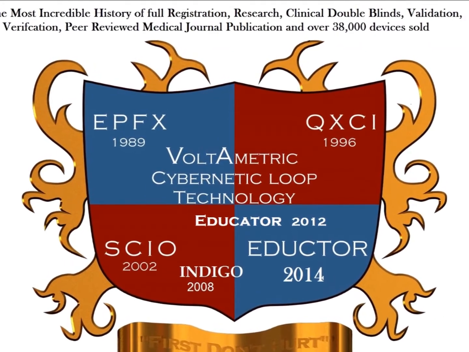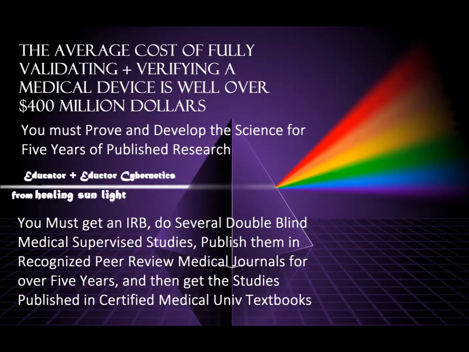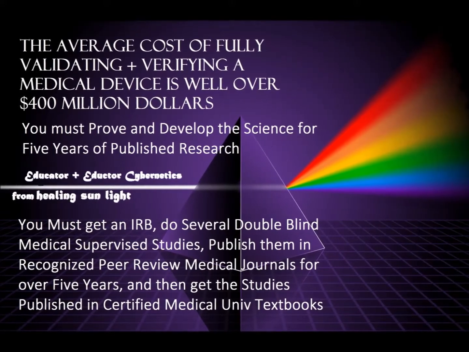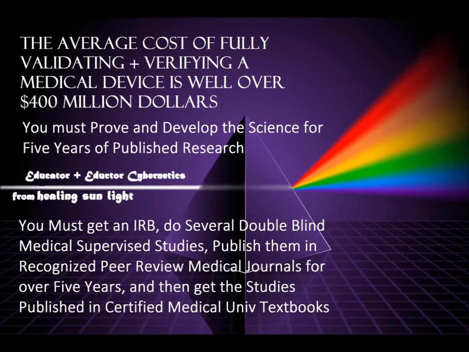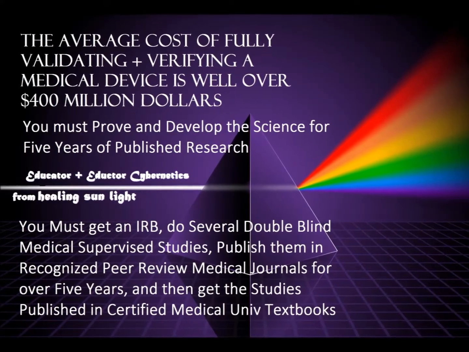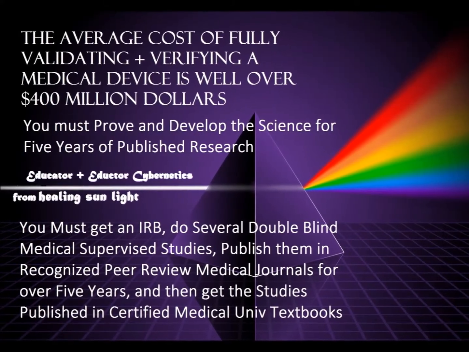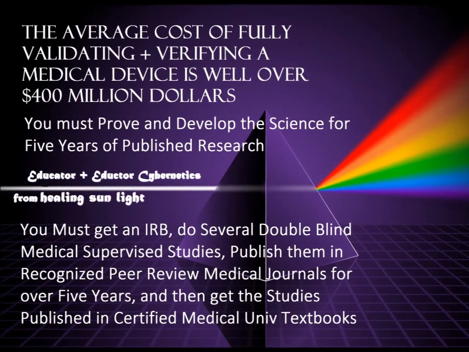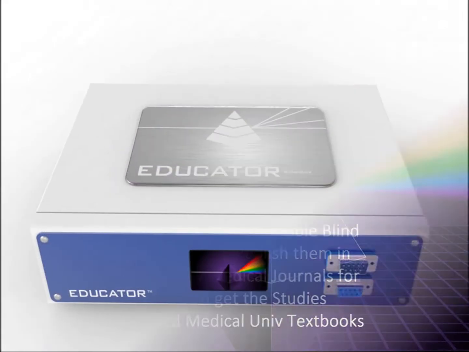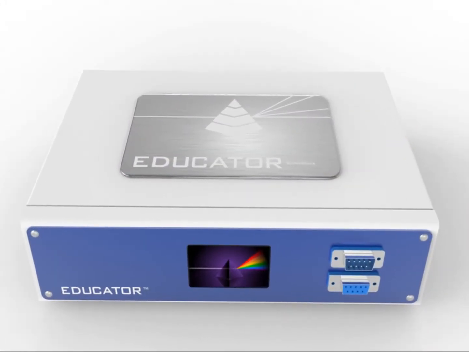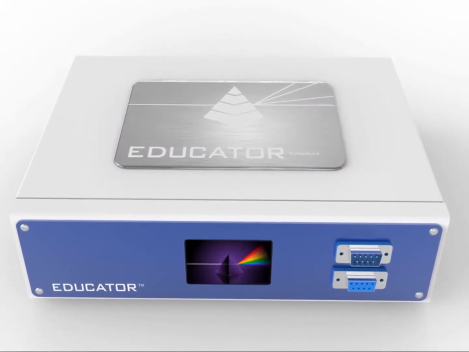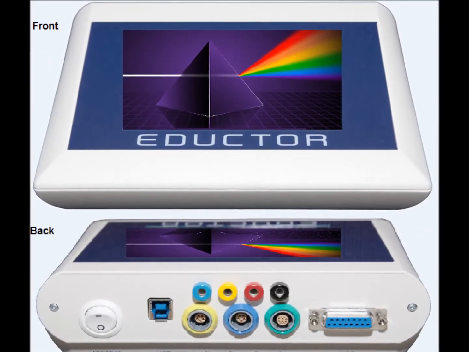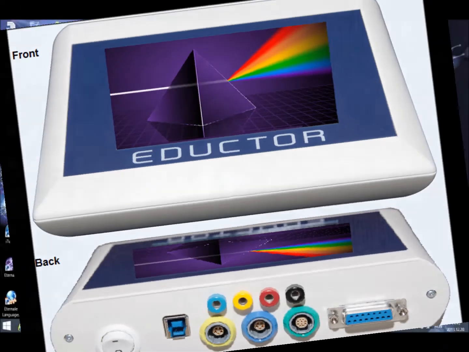We have a long history dating way back to 1989 with a series of systems all properly registered, verified, validated. They say it costs over $400 million to do the type of research to properly validate and verify. We've done this. We put this together, and this large batch of background material validating everything that we do. The Educator is now available in America, and the more advanced Eductor is available. And we're going to be training you a little bit about the software.